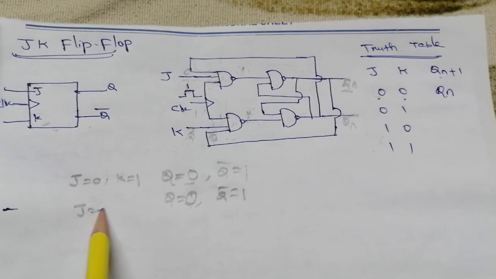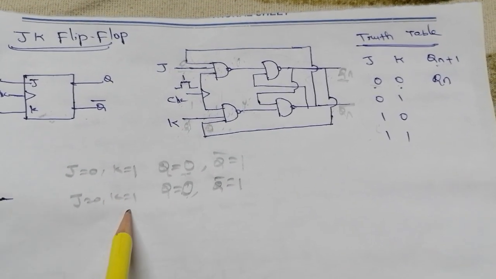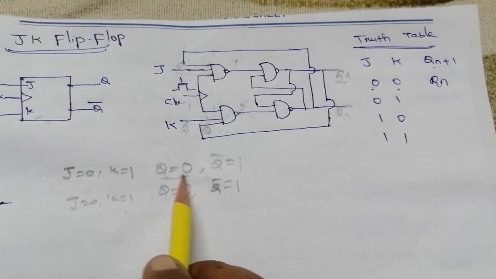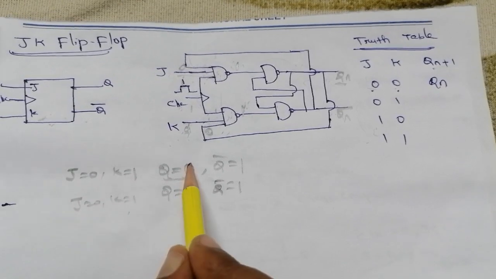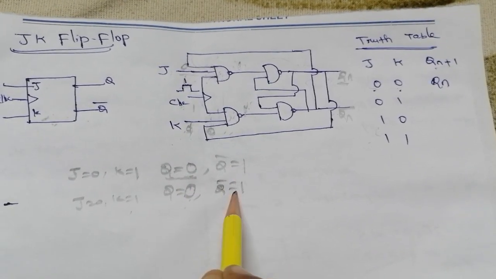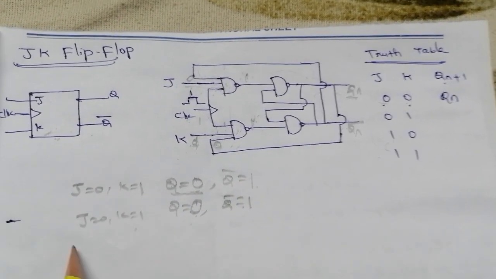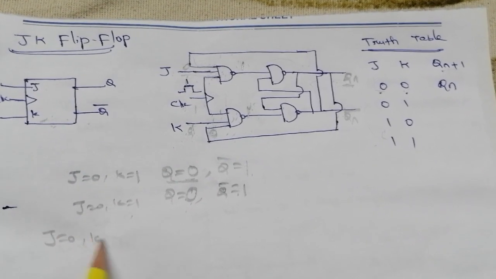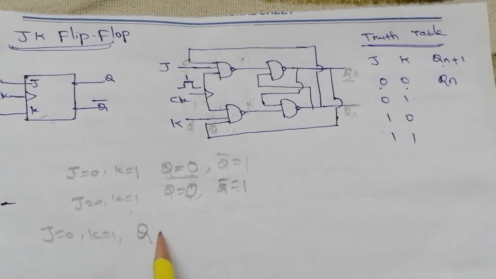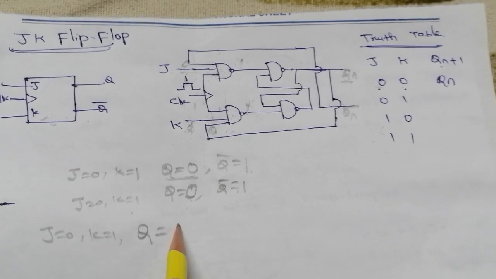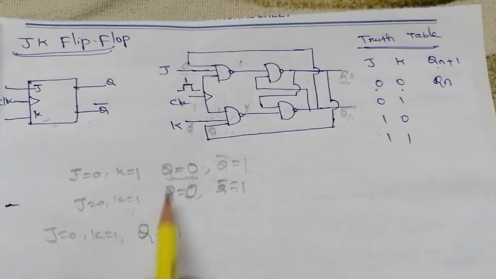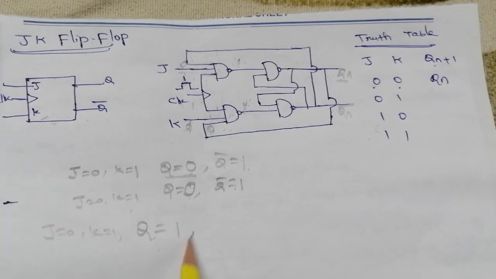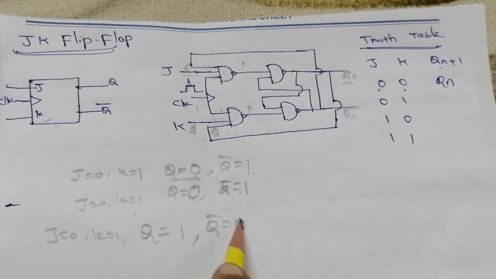So J is equal to 0 and K equal to 1 input condition. If we assume our past output is 0, the next state is also the same as the past output. This is one case, but for the input 0 and 1 condition, the past output can also be considered 1. Previously we considered Q is 0, now let's consider Q equal to 1. Q equal to 1 means Q bar equal to 0.